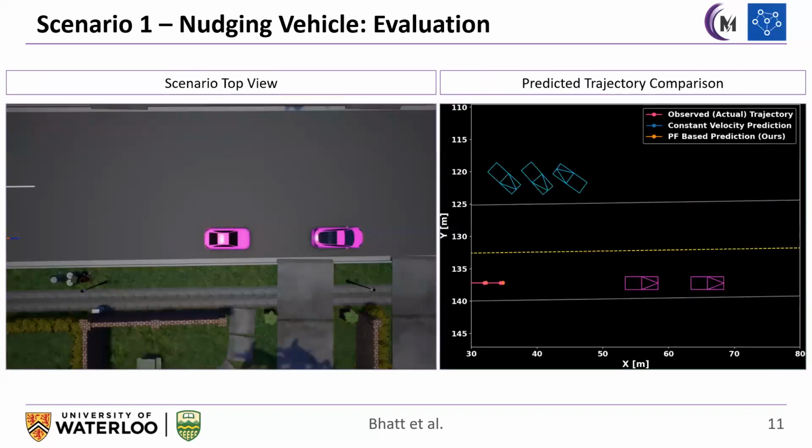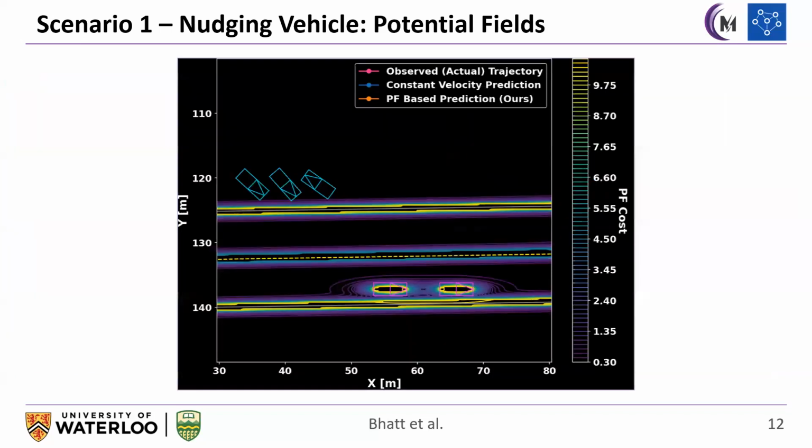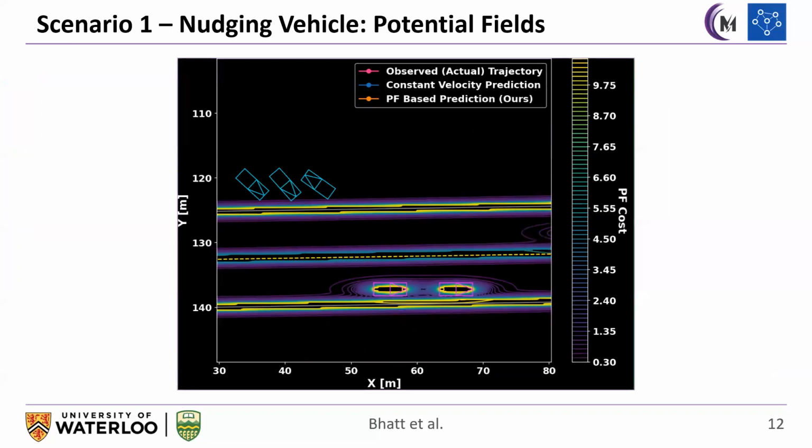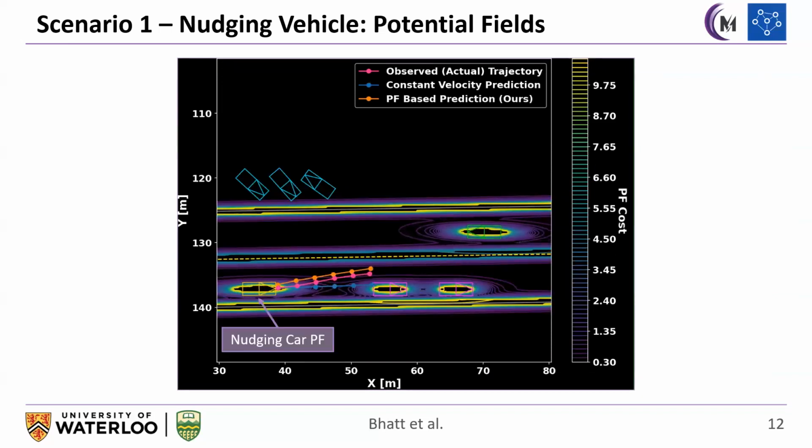Here in the top view, our prediction is in orange, the ground truth in magenta, and the constant velocity prediction in blue. We also overlay the road boundary potential fields, lane boundary potential field, and the potential field of the parked cars. We also have the potential field overlaid for the nudging car, shown here, and the self-driving vehicle.